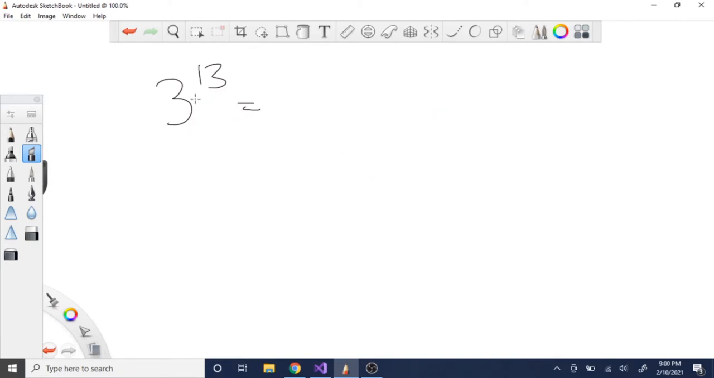Okay, so let's go over an example. Let's say I have 3 to the 13. What do I want to do? I basically want to split this exponent into its powers of 2. Then I would be able to calculate one of the groups once and just square it. So how would you split this 13 into its powers of 2?